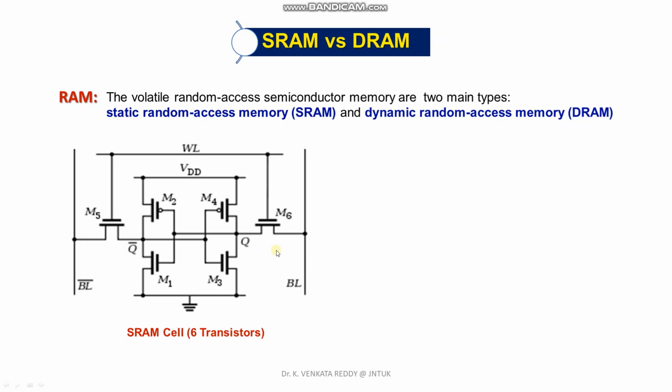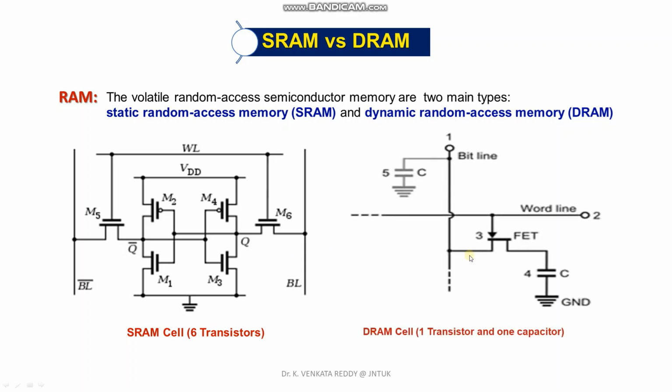inside the memory cell. On the other hand, we have dynamic RAMs. In dynamic RAMs, the information is stored in the form of charge across a capacitor. To construct the dynamic RAM memory cell, it requires only 1 capacitor and 1 transistor.